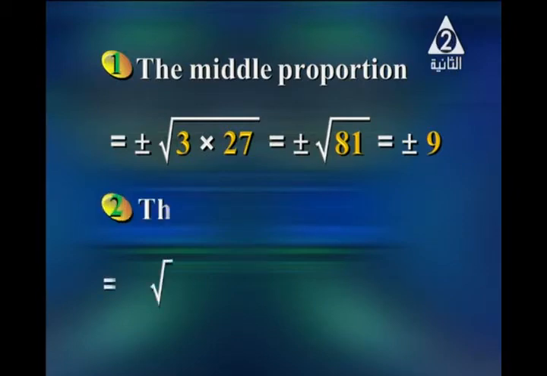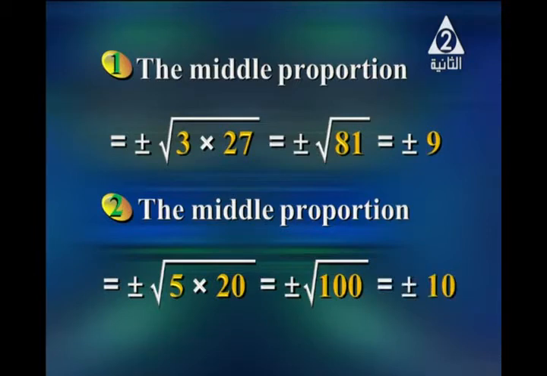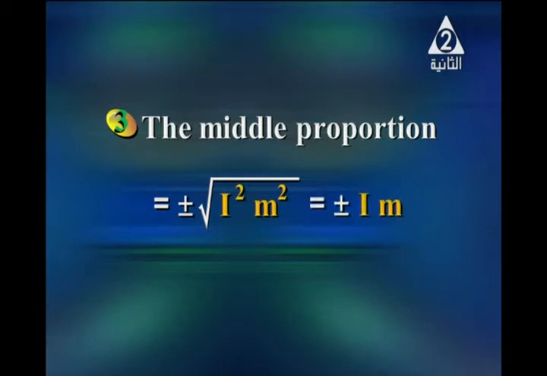Number 2, the middle proportion equals positive or negative square root of 5 times 20, equals positive or negative square root 100, equals positive or negative 10. Then the middle term equals positive or negative 10. Number 3, the middle proportion equals positive or negative square root l squared m squared, equals positive or negative lm.